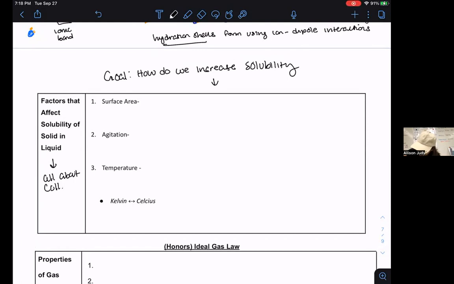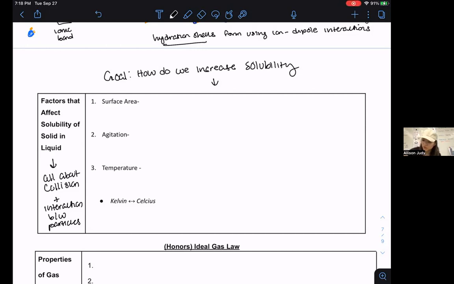Why is this pen not as good? It's one of the Amazon cheap pens. All about collision and interaction between particles. So all of these methods I'm going to provide of factors that we can use to increase the solubility of a solid in a liquid are various ways that we can increase collision between the particles and therefore interactions between the particles.